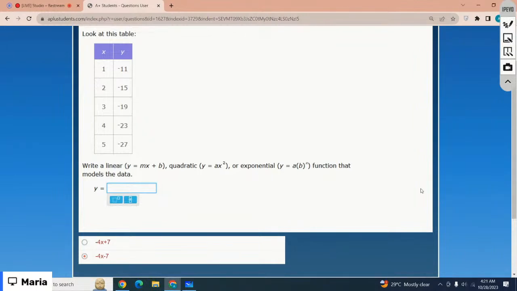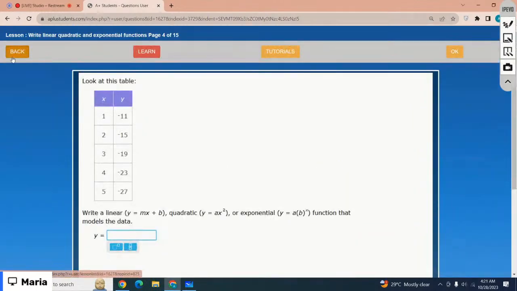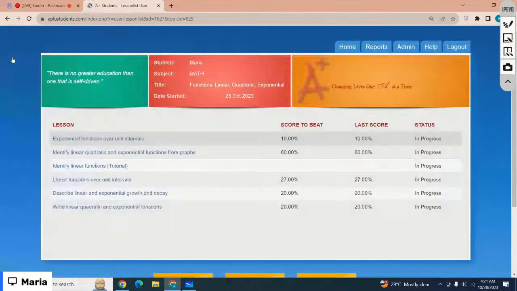Okay, you can complete the rest of the questions by yourself later today. Let me just move on to the next lesson. We're done with the chapter functions: linear, quadratic, and exponential. We're going to start the new chapter, that is monomials. So let's just start with the chapter, right?